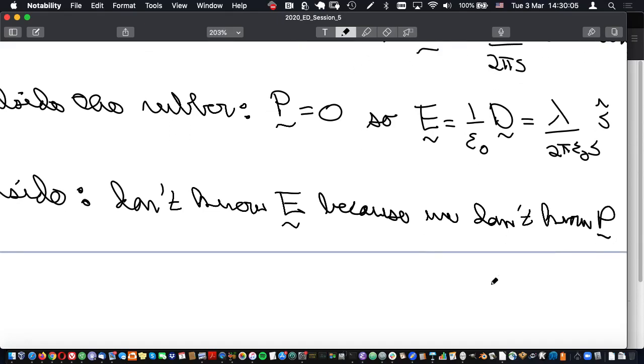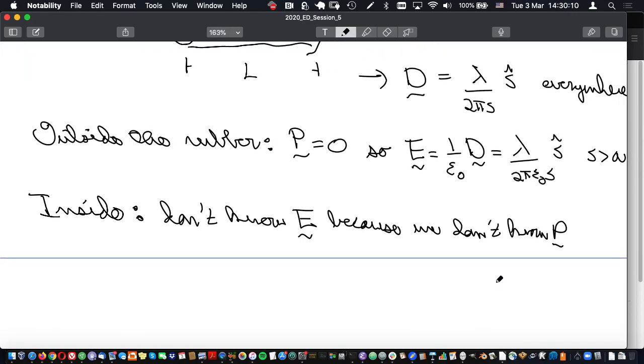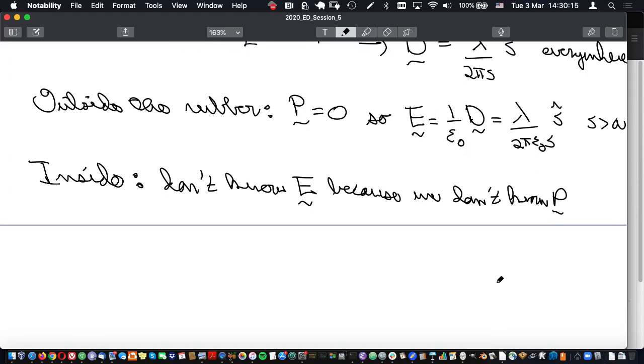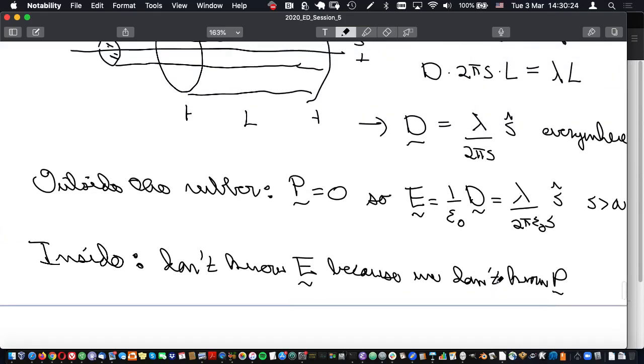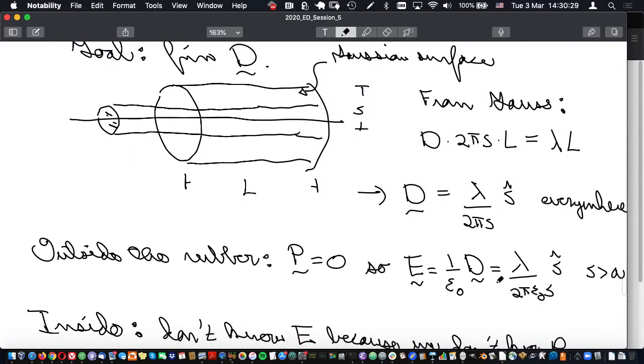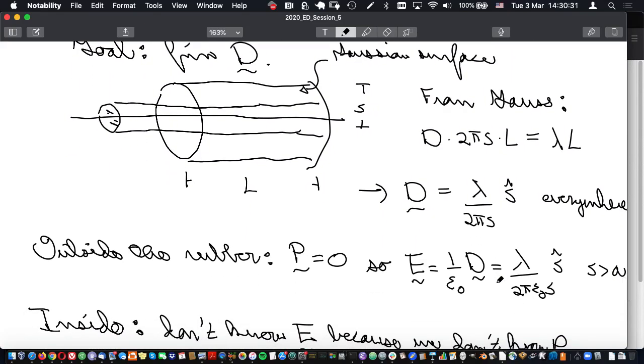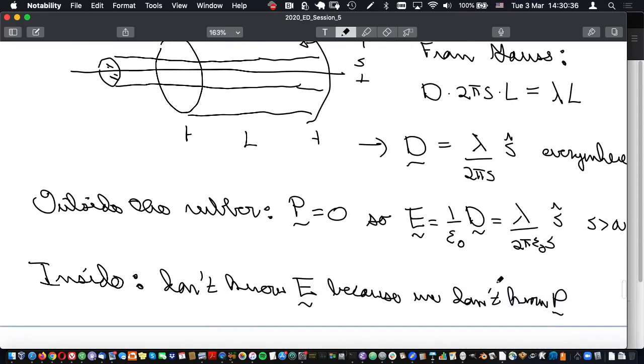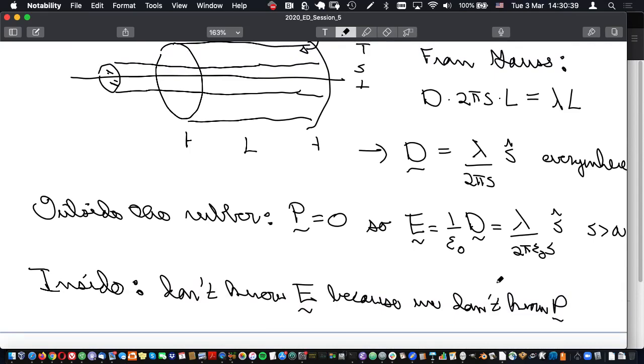Okay? So we don't know E because we don't know P, but we know D. All right? And that's kind of good enough. To find out the polarization, maybe we need to make some more measurements and do some more complicated things. But that's the idea. So typically, sometimes even calculations like that with these dielectrics look just as simple as calculations in free space, because you can use the equivalent of Gauss's law.